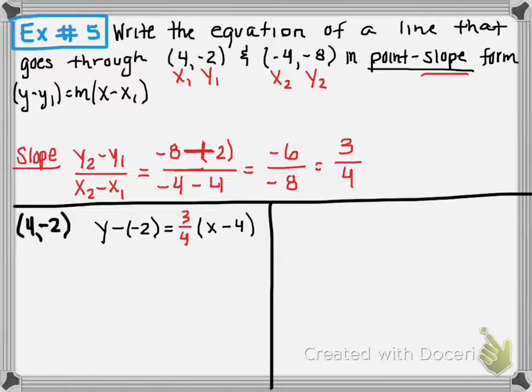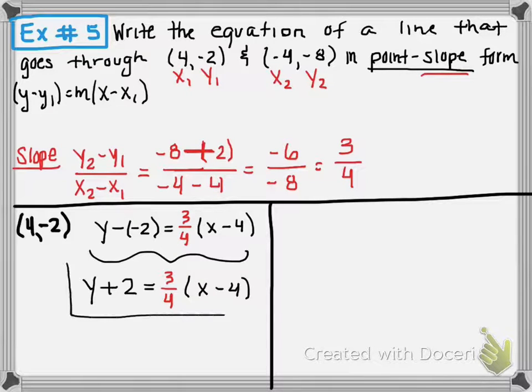And that's it. But the last step we need to do is just clean this up anywhere that we see a minus, a negative. So I'm just going to take this and change it into, instead of y minus negative 2, y plus 2 equals my slope, which we said was 3/4. And then I'm going to leave that other piece as x minus 4. You do not have to do any other work. Do not distribute. Do not change it. This is your answer in point-slope form.